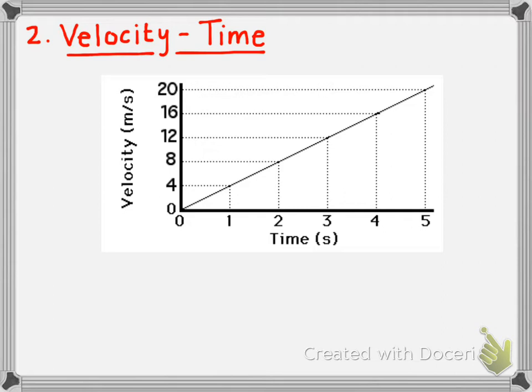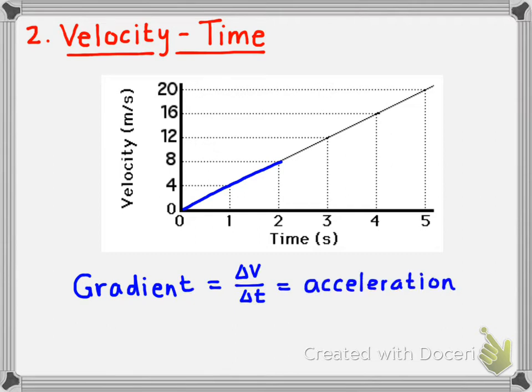Now, two important things to consider here. Firstly, the gradient. What does the gradient of a velocity time graph tell us? Well, the gradient is the change in the y-axis over the change in the x-axis. And so if we apply that to this, the y is velocity, so it's change in velocity. The x-axis is time, so it's change in time. And of course, delta v over delta t gives us acceleration. So the gradient of a velocity time graph tells us acceleration.